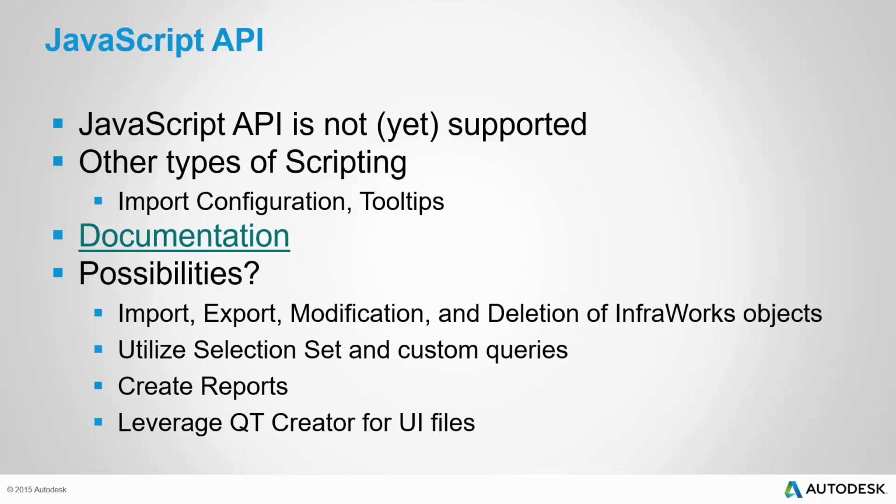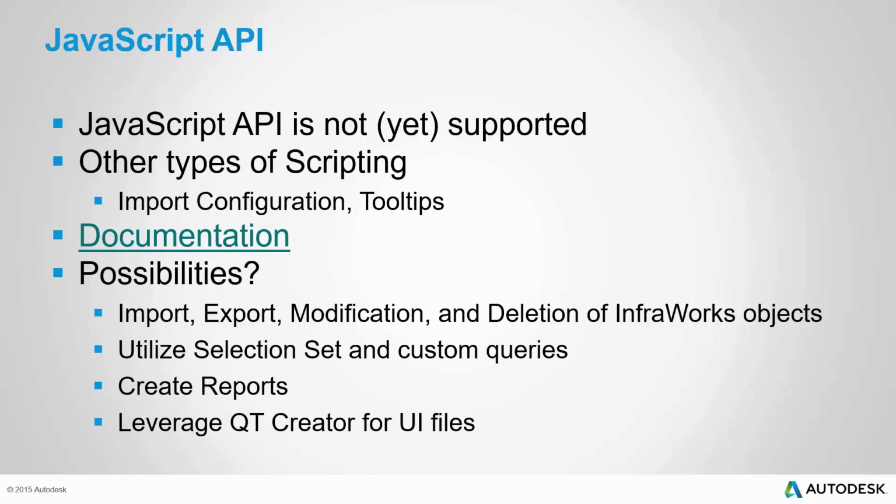And what do I mean by InfraWorks objects? Things like buildings, roads, coverage areas, anything like that that you've imported. That's what I'm considering an InfraWorks object, a 3D model, whether it be city furniture or whatever you may have. So you can access all of those data types, manipulate them, delete them.